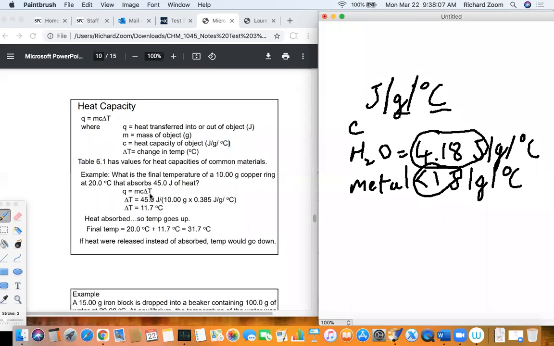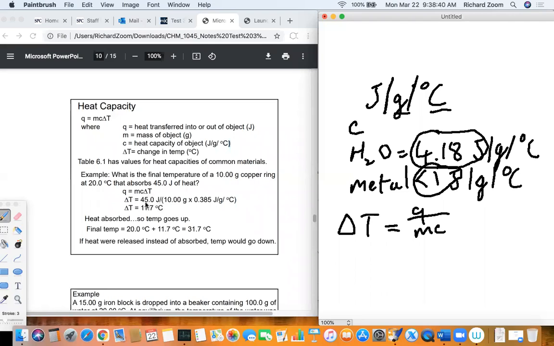So we apply Q equals mc delta T. The Q is always going to be in joules. That's the energy. So what we do is we rearrange our equation here. Delta T equals Q over mc. So what we're looking at here is a change in temperature, which is delta T. Delta T isn't actually just a single temperature. It's a change in temperature. And we can rearrange this to get delta T.